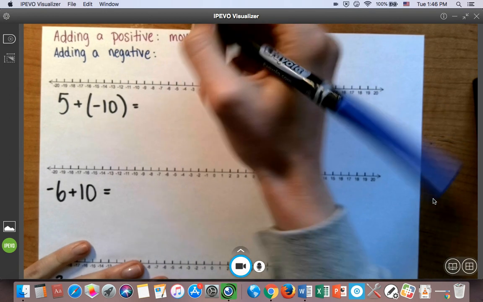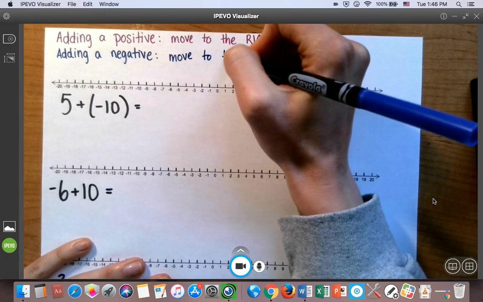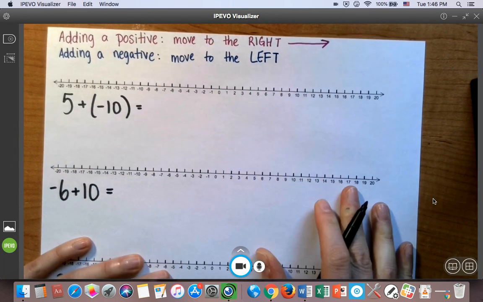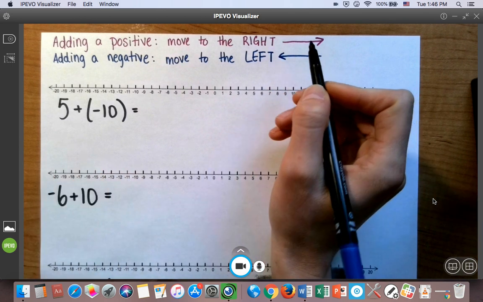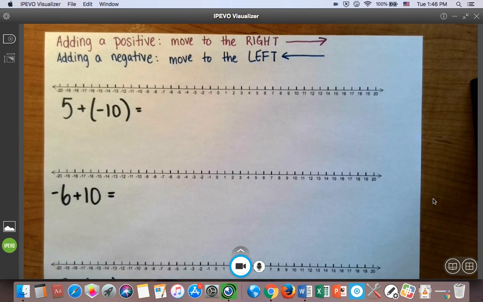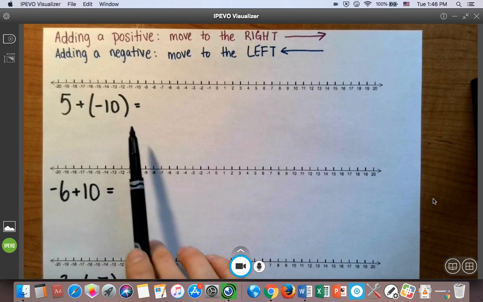When I'm adding a negative, I'm going to remind myself that I have to move to the left. My arrow is going to be facing this way, and just like above, the length is going to be determined by what negative number I'm adding. If I'm adding a negative 5, my arrow is going to be 5 spaces long. So I'm going to start out by looking at this first one here, 5 plus negative 10.